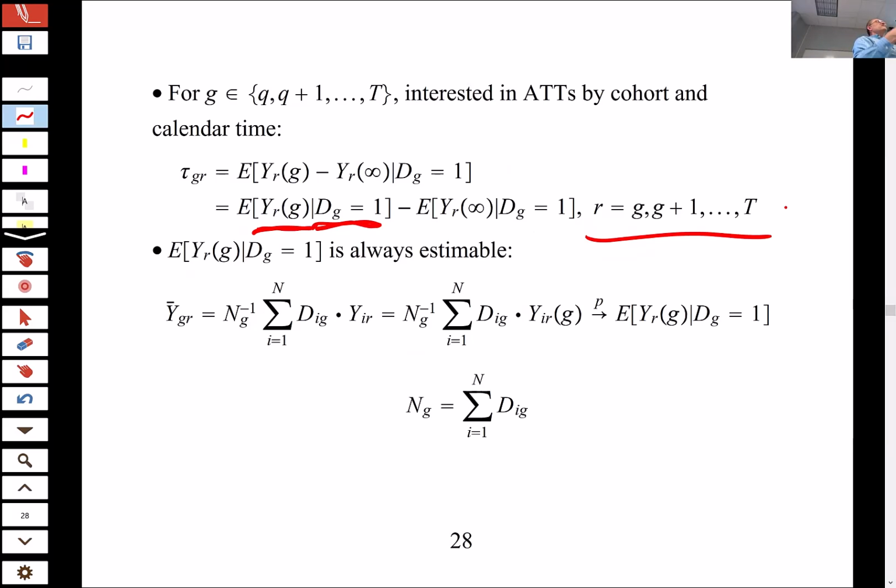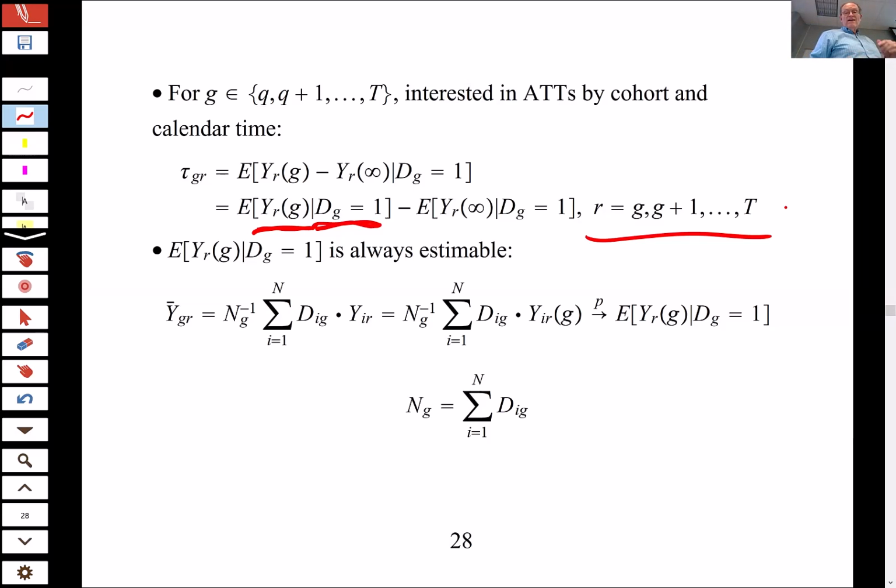So if you have a unit that's first treated in period 4 and you have 6 total periods, there are 3 treatment effects for that unit. Then you go to the next year and there are 2 treatment effects, and then you go to the final year and there's 1 treatment effect. But you can average these by exposure time. There are various ways to collapse that information.